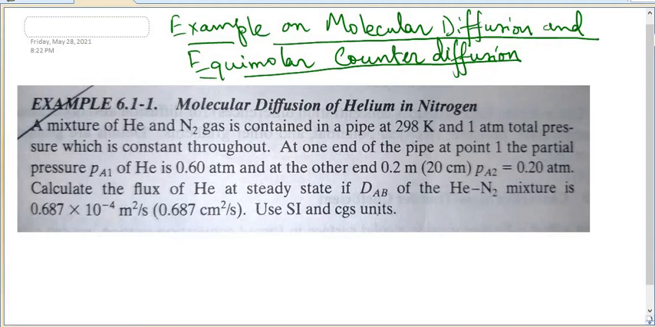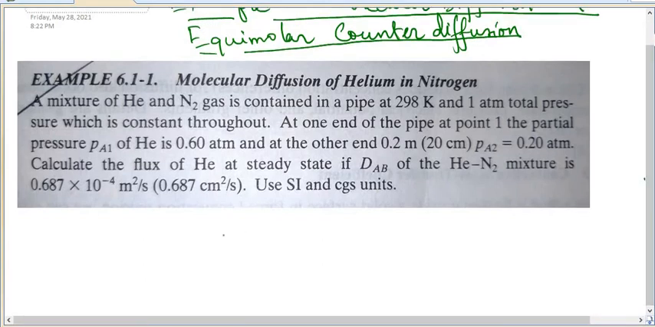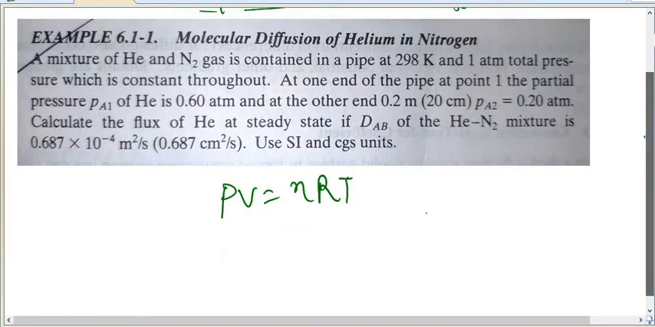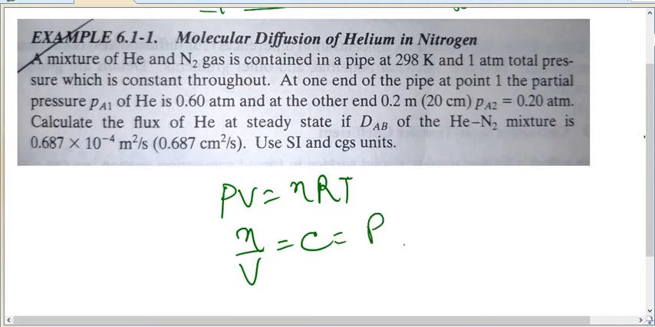So we use SI and CGS units. We are given that the total pressure P is constant and our total concentration C is constant, where C can be written according to the perfect gas law. PV is equal to nRT, as we know for ideal gases. Now n by V is our concentration C, which can also be written as P by RT from the ideal gas law. Also, the total pressure P is constant throughout.